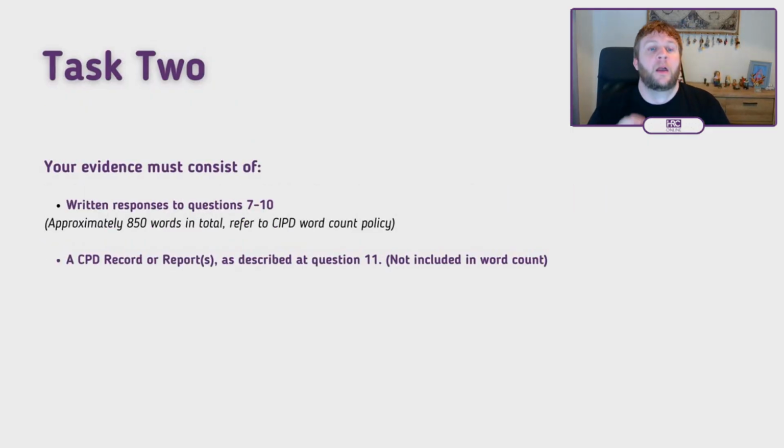So written responses 7 to 10, approximately 850 words in total. A CPD record for question 11 is required, and it is not included in the word count. So 7, 8, 9, 10. That's 4 questions, 850 words. You've got around about 200 words per question here. So they give you a lot of words for the exabyte stuff. You are now limited on word count when it comes to this one, which is okay because a lot of it is forms and you'll see when we dig into it.